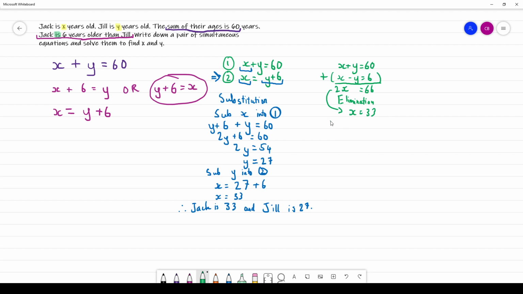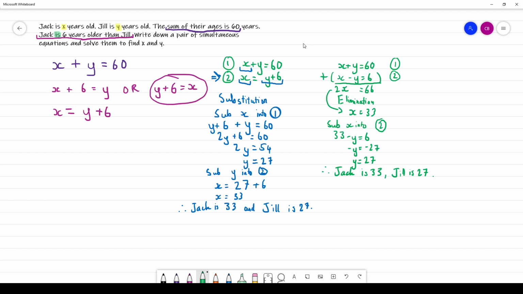And I can substitute x into either of my equations. Let's say I'll call that one equation 1, this one equation 2. Let's sub x into probably equation 2. That looks a bit more interesting. So I can say 33 minus y equals 6. I can subtract my positive 33 to get a negative 27. And then, because they're both negative, I can also make them both positive. And we get the same thing. X was 33, which means Jack is 33. And Jill, of course, is 27.